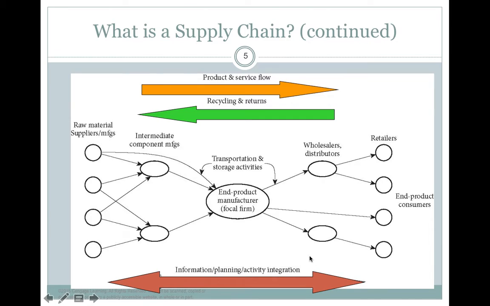Then the fourth element is integration. We want to integrate information flow, cash flow, and the physical distribution flow. We call that integration. That's the fourth element in supply chain management. We can have a forward flow from raw materials to finished goods to customers. It's the physical flow of product and service. This is a forward flow. But we can also have a reverse flow. We call that recycling and returns. If you include repair, we call that 3R in supply chain: recycle, return, and repair. Okay, so this is a very important framework of supply chain.